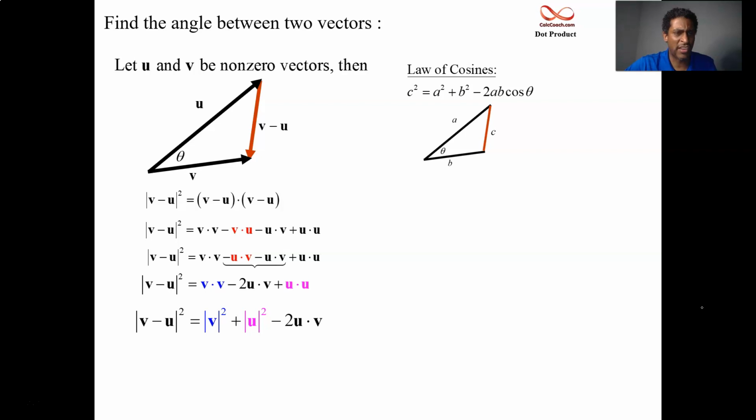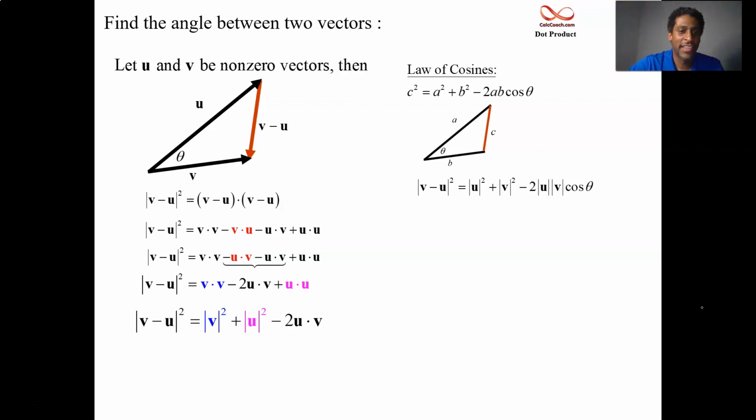Now let's use that in relation to the drawing on the left with the vectors. We can't just put vectors in here though, we've got to put magnitudes. And so playing the role of C is v minus u, playing the role of A is u, and playing the role of B is v. So take that law of cosines statement and replace the letters with the magnitudes of the vectors. On the left-hand side, we have the magnitude of v minus u squared. On the right-hand side, we'll have the magnitude of u squared plus the magnitude of v squared minus 2 times the product of the magnitudes of u and v times the cosine of the angle between them. Okay, great. That's just from the law of cosines.